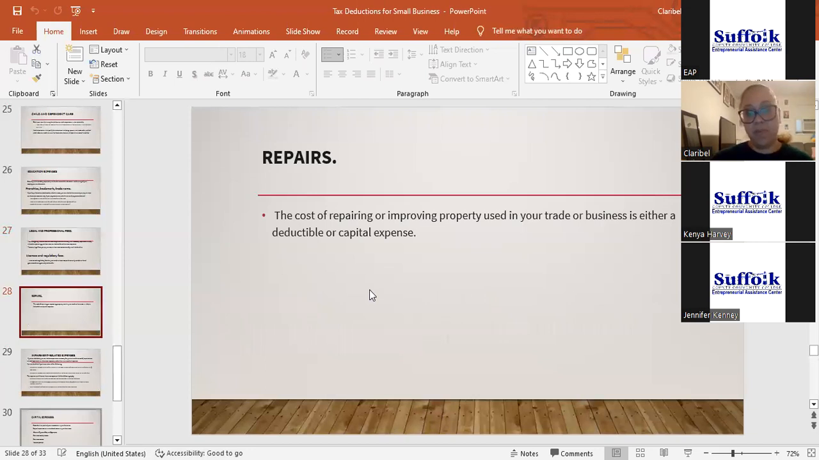Repairs: the cost of improving property used in your trade or business is either deductible or a capital expense. If it's a small repair, you could just expense it right there. If it's a big improvement that will improve the property itself, then that is considered a capital expense, so you would add it to the cost of the asset. Because it improves it, it costs more, so your asset is worth more, but at the same time, you can start depreciating that extra expense over time.